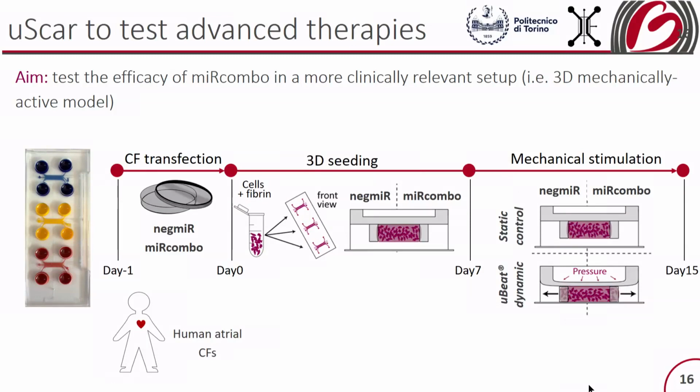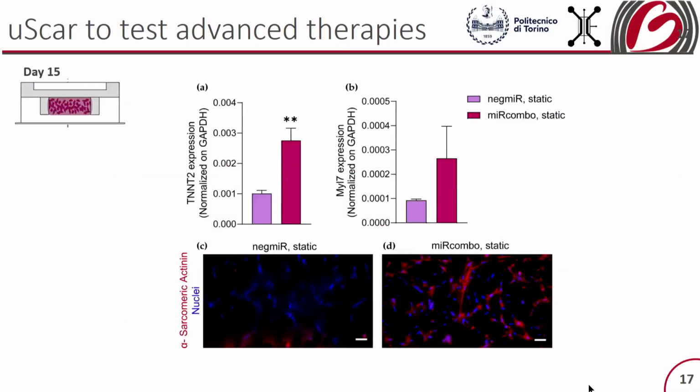And first, we decided to check how mechanical stimulation affected the efficacy of transfection. So cells were transfected in 2D, seeded in our model, and we compared the results when we apply or not mechanical stimulation. So starting from the static results, what we could see is that transfected cells seeded in 3D in our model actually start to reprogram themselves. So Mir combo is effective in 3D. Again, cells express a higher level of cardiac troponin T and myosin light chain. And as you see from immunofluorescence, they also express alpha-sarcomeric actinin, a key marker of cardiomyocytes.